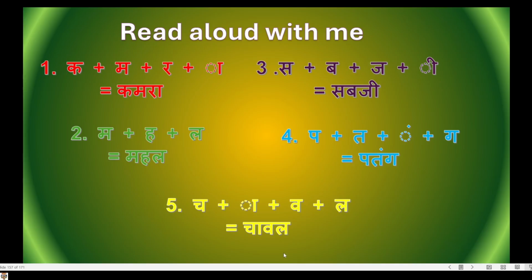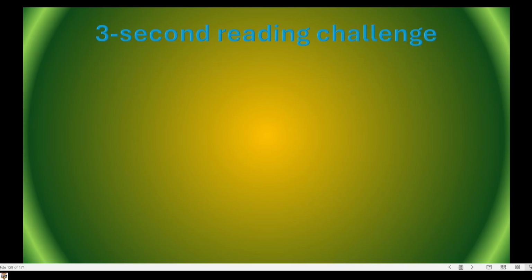Now, let's try something fun. The 3-second reading challenge. I'll show you a Hindi word on the screen and you will have 3 seconds to read it before I say the answer. Ready? Let's test your Hindi reading skills. Let's begin.